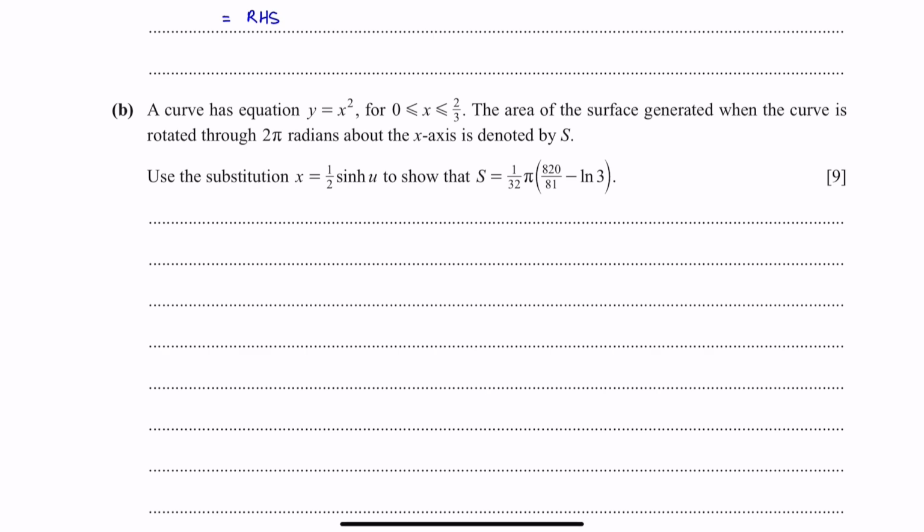Part B is about integration. So we need to find the area of the surface generated when the curve is rotated through 2 pi radians about the x-axis, and it's denoted by S.